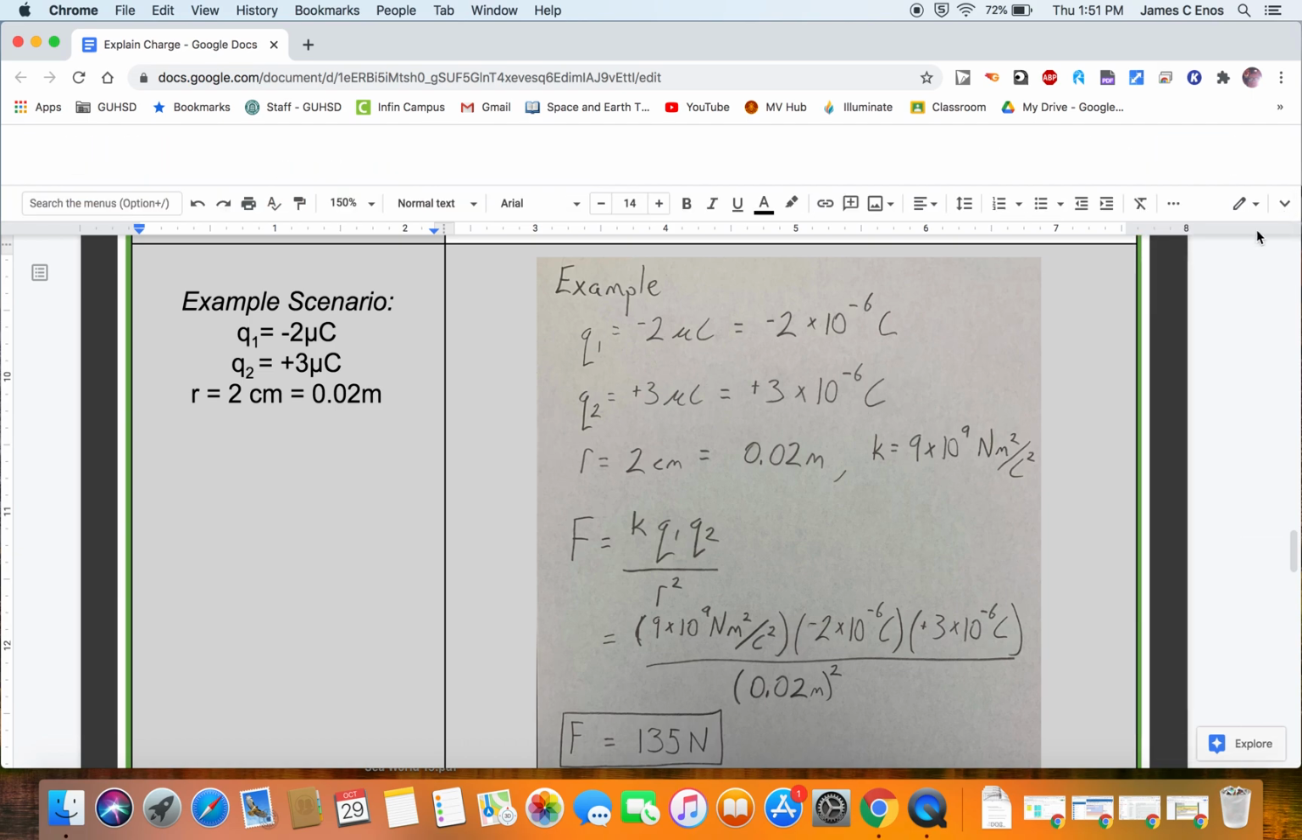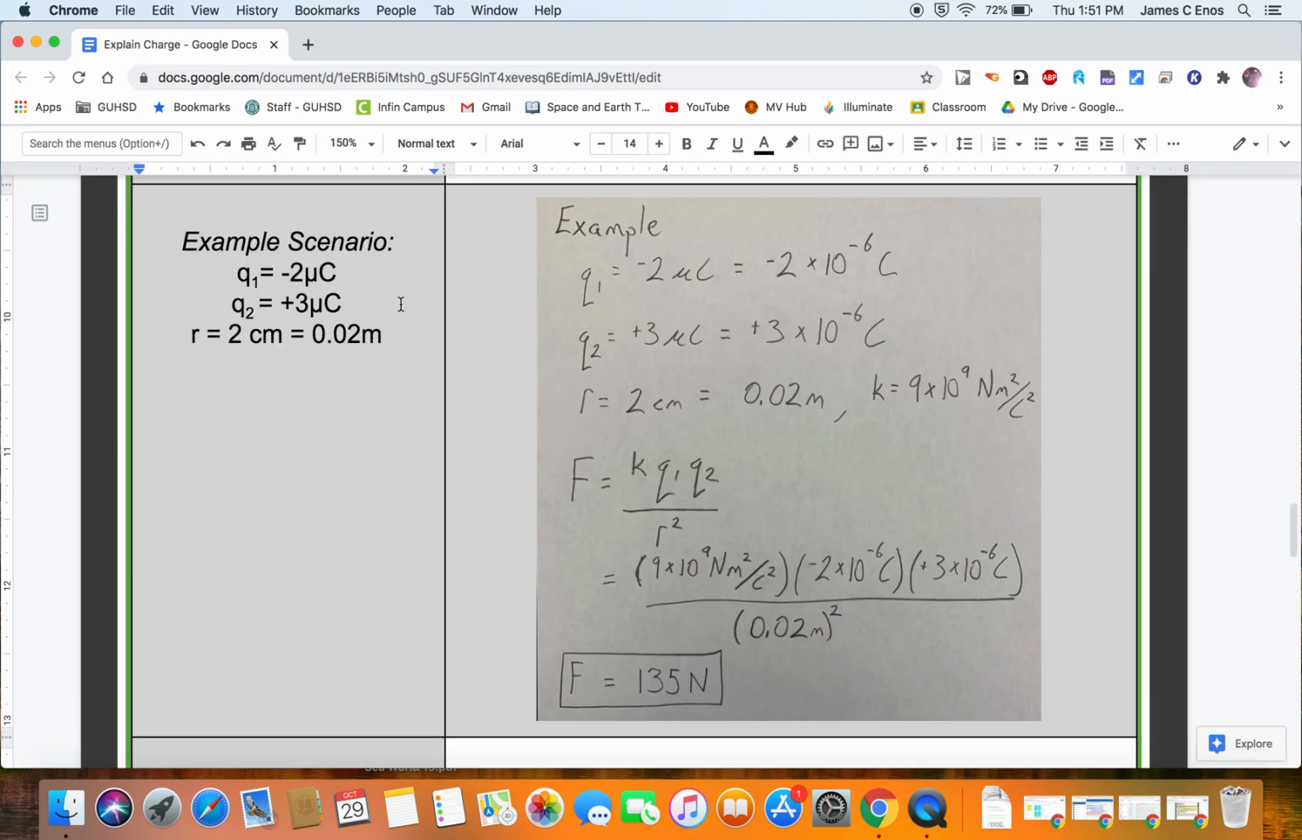In other words, we're going to go to bigger charges where we're going to be dealing with microcoulombs. So this is a negative 2 times 10 to the negative 6 coulombs. That's what this little mu here stands for. It's 2 times 10 to the negative 6 coulombs. And for Q2, the same prefix gives us a positive 3 times 10 to the negative 6 coulombs. We're separating them by a distance of 2 centimeters, which is 0.02 meters.